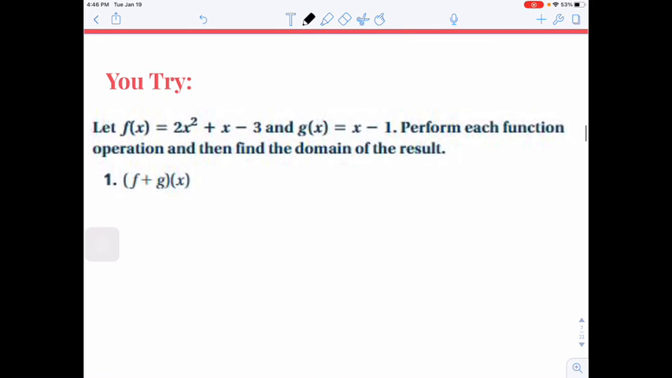And now I would like you to try number 1. Let f of x equal 2x squared plus x minus 3 and g of x equal x minus 1. Perform each function operation and then find the domain of the result. For number 1, we have f plus g of x.